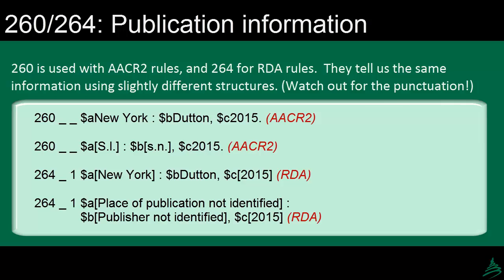Something I just saw cataloging yesterday. In an RDA record, somebody had typed in the Sine Loco and the Sine Nomine, the S.L. and the S.N., in a 264, which we don't use in RDA, because the patrons aren't going to know what that means. So we want to be as clear as we can to the patron and to the next cataloger.